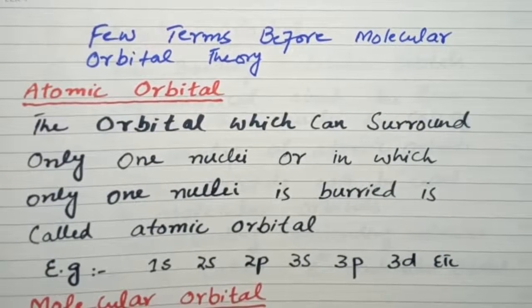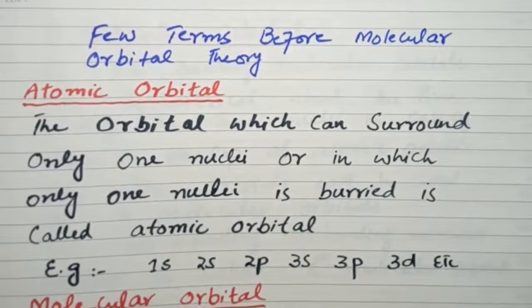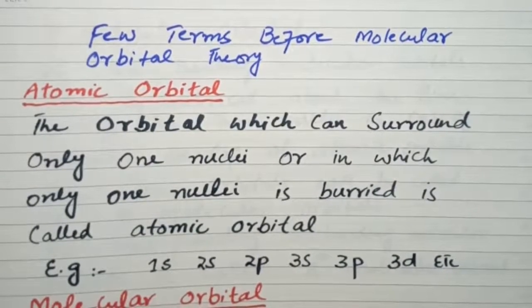Today we will start molecular orbital theory. But before molecular orbital theory, there are some various terms which will be used in this theory. So before starting the theory, we are just going to differentiate and define the terms. The first concept used in molecular orbital theory is that of atomic orbitals and molecular orbitals.